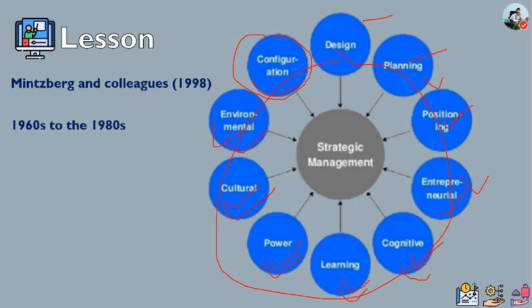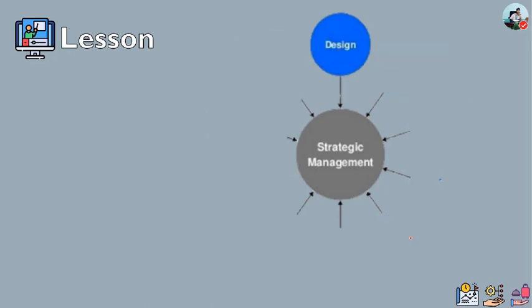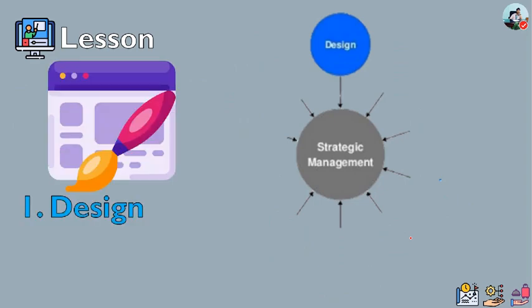Each school is described briefly in this section. But because we have a long discussion on this topic, for this video I just have to discuss the first five: design, planning, positioning, entrepreneurial, and cognitive. So let's start with number 1, design. The design school purports a fit between an organization's internal capabilities and external opportunities.